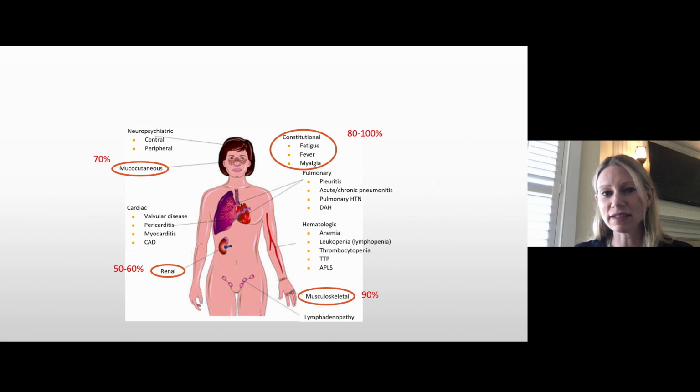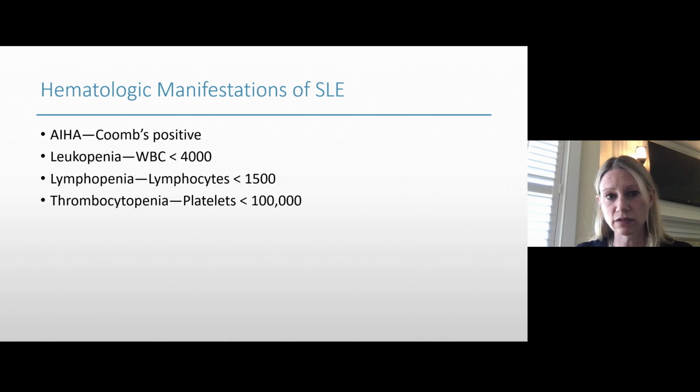And so the point of this is to say that in addition to these things we've been through, like musculoskeletal, mucocutaneous, and renal manifestations of lupus, lupus can affect multiple other organ systems. And I'm just going to go through these other manifestations quickly in the interest of time.